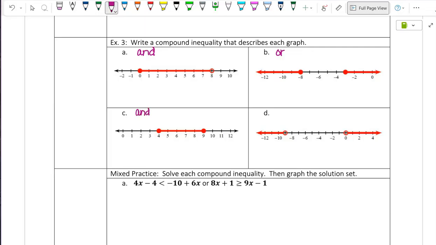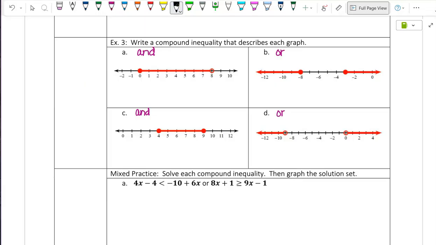And problem D, and or. Or, they're going away. So just by looking at the graph, we should know if it's an and or situation. Now the ands, there are two different ways we can write those. The ors, we just have to use the word or. There are not different ways.